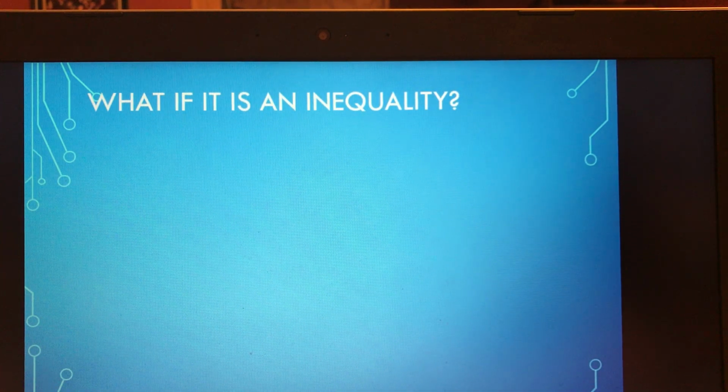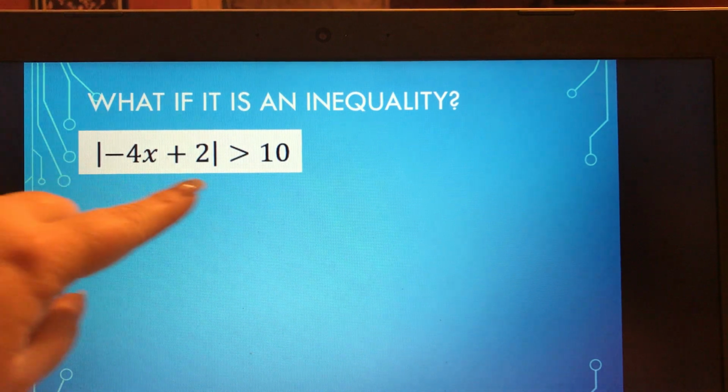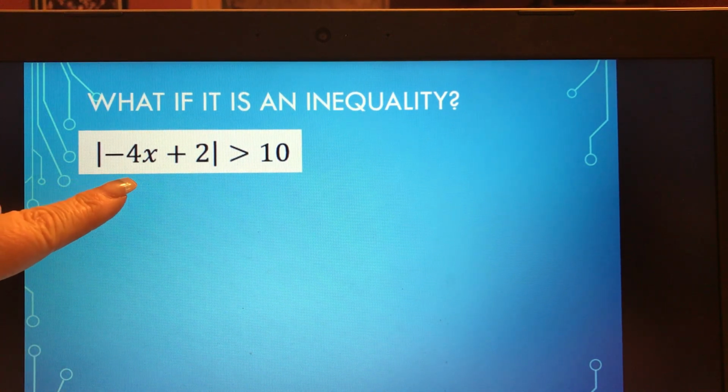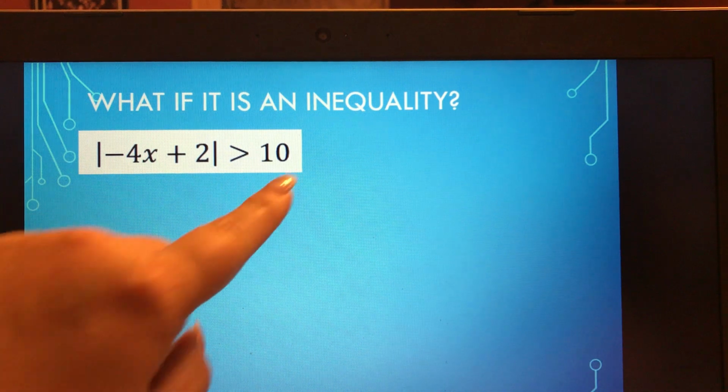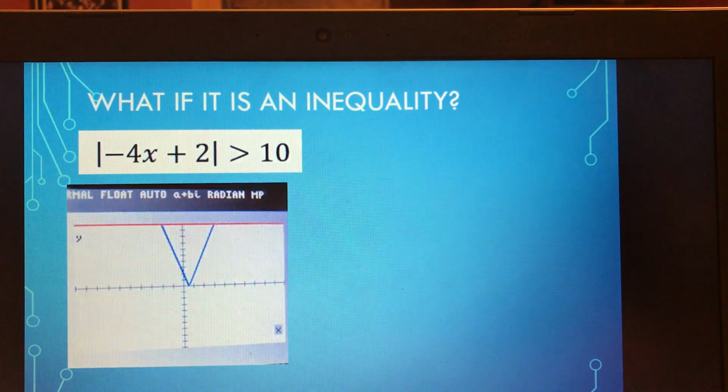what if it's an inequality? What if you had an absolute value equation that was an inequality? So let's look at this one. We're going to start out and try to do this graphically before we tackle it algebraically. So what you want to do in y sub 1 is put the left-hand side of your equation. In y sub 2, put the right-hand side of your equation and get your graph. And we're not going to worry about the inequality sign until we get to the graph.